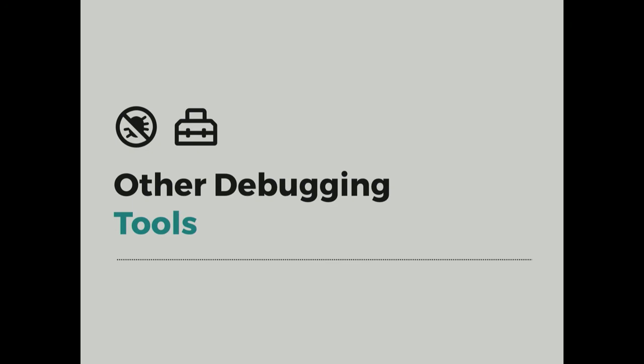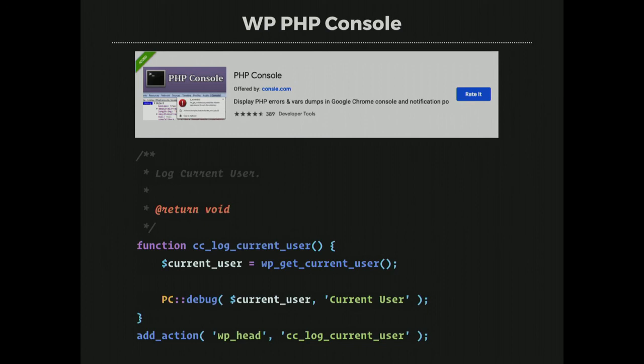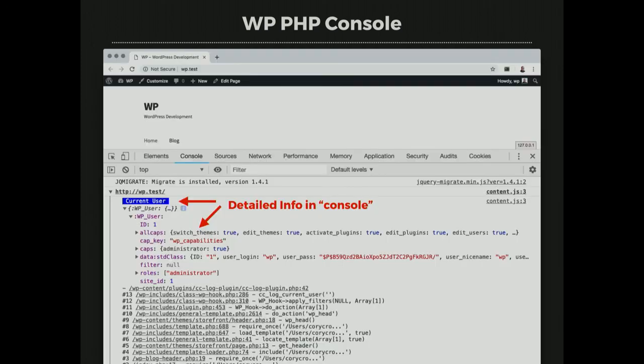So other debugging tools that you can use, these are just some of the ones that I like to use, and they're plugins. So WP PHP Console, I haven't used this that often, but every once in a while I do like to use it. Basically, it's a plugin you can install with a Chrome extension that can allow you to set certain debug statements, and they will appear inside your console on your browser with stack traces and everything. So that's a really nice plugin to use sometimes.